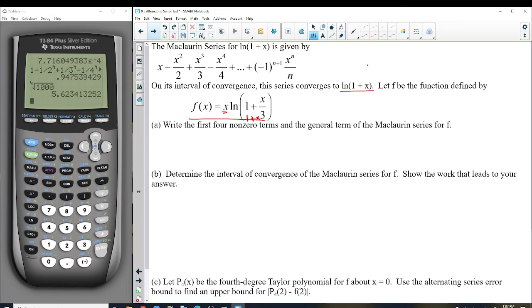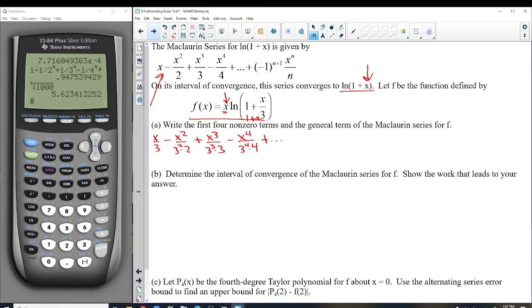Well, let's put x over 3 in for that x, which means we're going to put x over 3 in for all of those x's. So x over 3 minus x squared over 3 squared times 2 plus x to the third over 3 to the third times 3 minus x to the fourth over 3 to the fourth times 4, and so on. So plus dot, dot, dot.